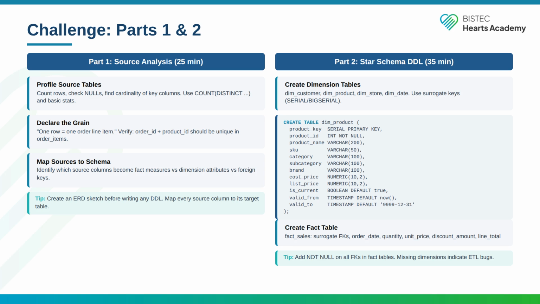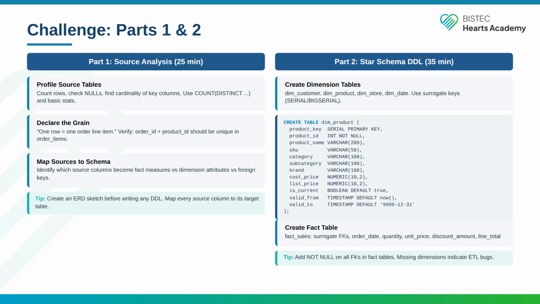Finally, map every source column to its destination. Decide which columns become fact measures, which become dimension attributes, and which serve as foreign keys. For part 2, star schema DDL, create your dimension tables first.